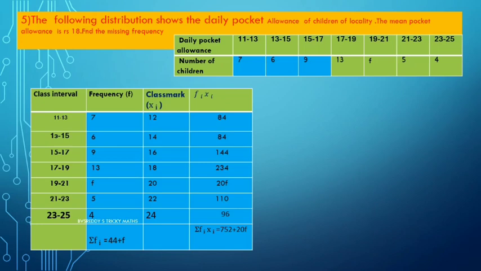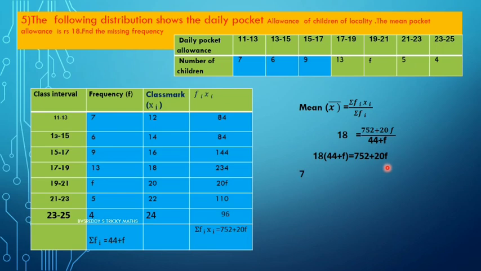Now substitute them in the formula. See what the formula is: mean, that means x bar, equal to sigma fi xi by sigma fi. Already we have calculated the values in the table. Now directly substitute. The mean is also given in the problem, that is 18, sigma fi xi is 752 plus 20f, and sigma fi is 44 plus f.